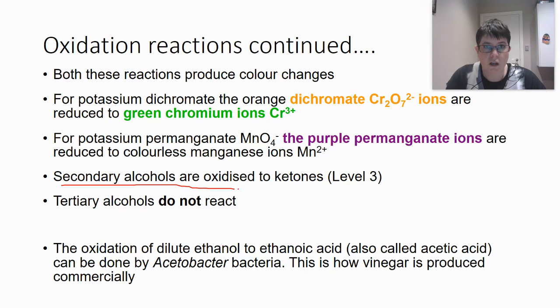Secondary alcohols are oxidized to ketones. Ketones have a carbonyl group, a double bonded oxygen in the middle of the hydrocarbon chain, not at the end. This is covered in Level 3 NCEA Chemistry. Tertiary alcohols do not react. They cannot be oxidized. The oxidation of dilute ethanol to ethanoic acid, also called acetic acid, can be done by the acetobacter bacteria, and this is how vinegar is produced commercially.